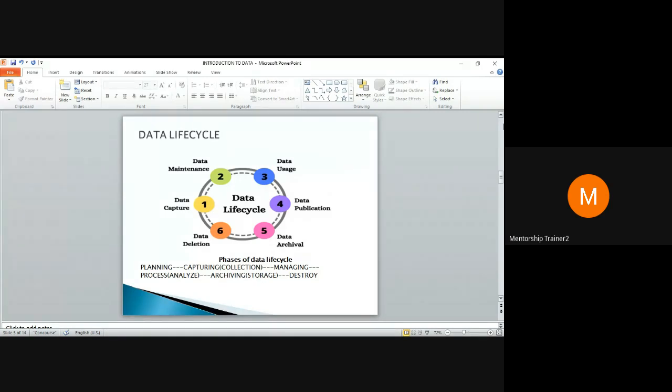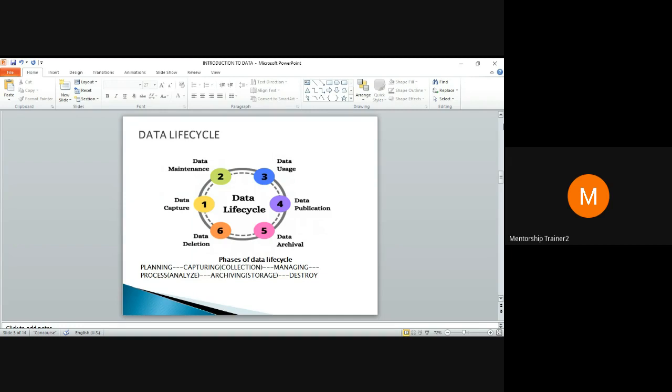So then there is data maintenance. When you bring in data, you don't just analyze it. There are some things you have to do, which we are still going to talk about. We are still going to talk about data cleaning and all of them.